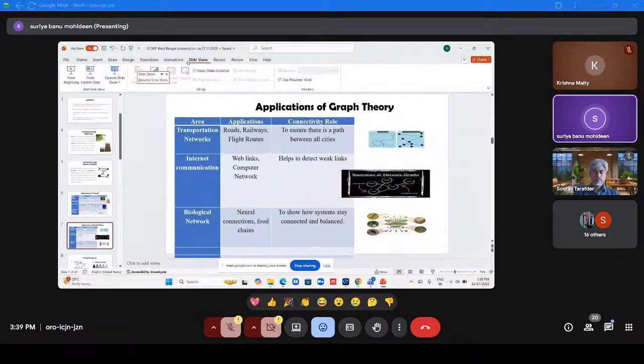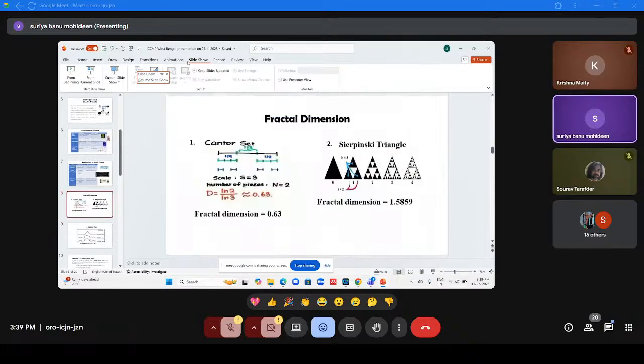The second part is applications of graph theory. First is transportation networks: roads, railways, flight routes. The connectivity role is to ensure there is a path between all cities. The second is internet communication, web links, computer networks; it helps to detect weak links. The third is biological networks, that is neural connections and food chains, to show how systems stay connected and balanced.